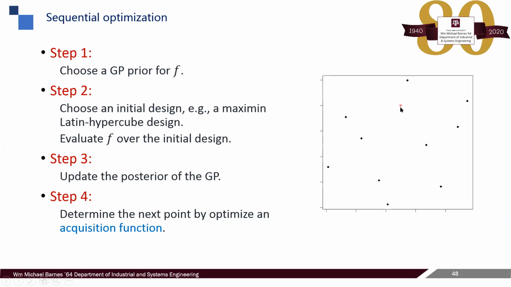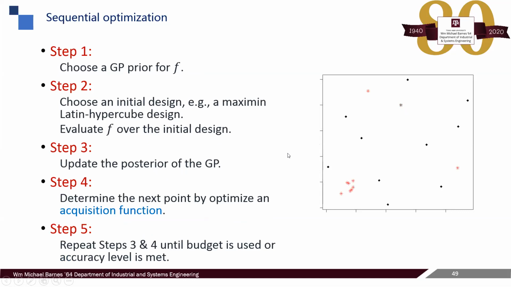So on the figure, I show you this star point, which is a new point. This point is obtained by optimizing an acquisition function. Then I have a new point. Then I update this function. I evaluate this F at this specific point. Then I update the posterior of this GP. Once I update the posterior of the GP, then I can determine the next point. And then I go back and forth between step 3 and step 4 until either the budget is used or a certain accuracy level is met. So I may get these points. Somehow I may find more points around this region because this region is most likely to have an optimal point close by. Okay, so those are the general steps for the sequential optimization.